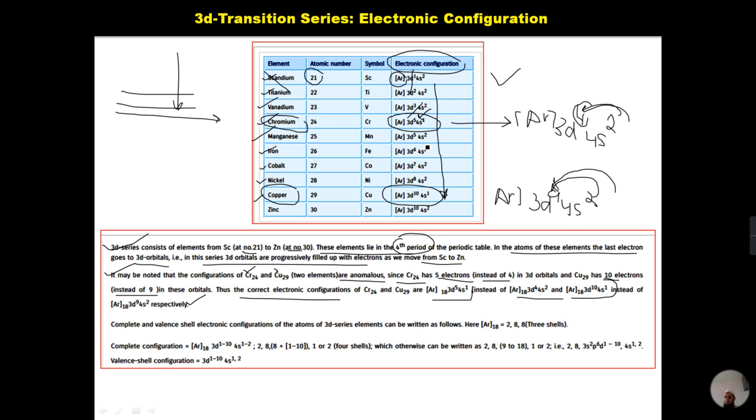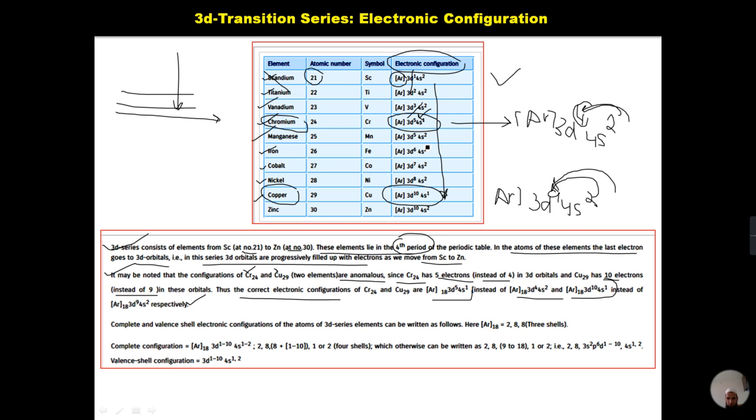Now why is it so? Reason number 1, because the system becomes symmetrical. Reason number 2, when your system is partly filled or completely filled, the exchanges are more. Electrons exchange themselves. So that exchange actually results in lowering the energy of the system due to the exchange energy. So due to the symmetry and due to the exchange energy, in chromium and copper, we have anomalous behavior of electronic configuration.